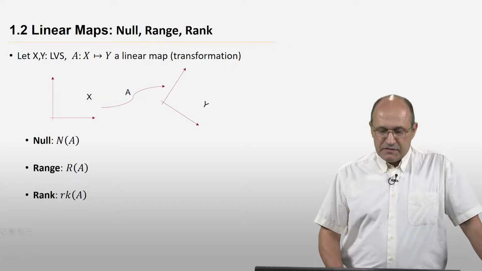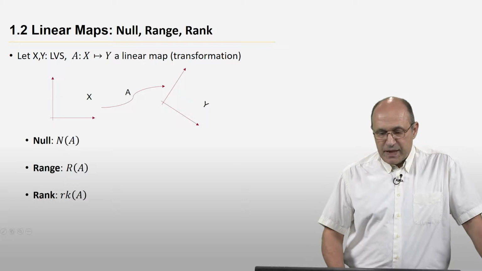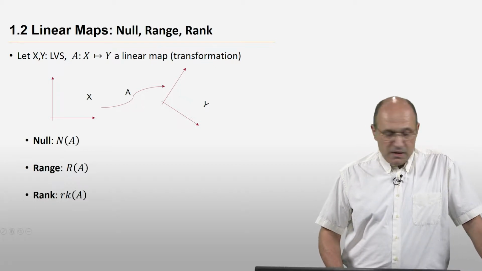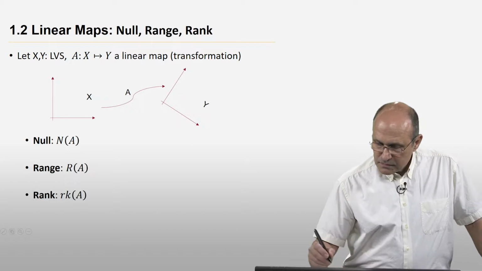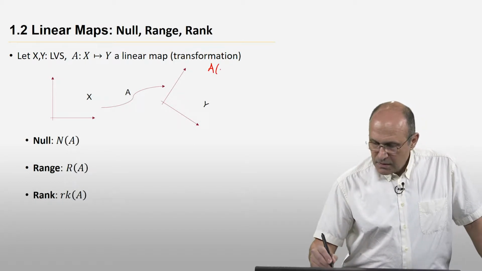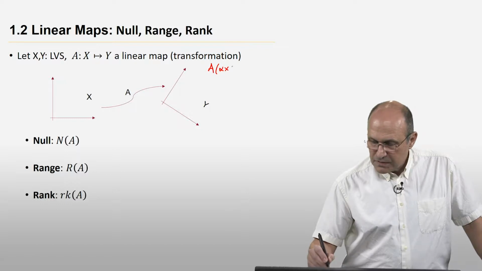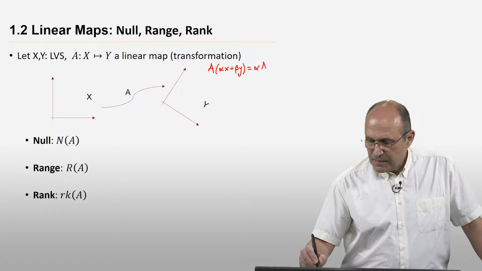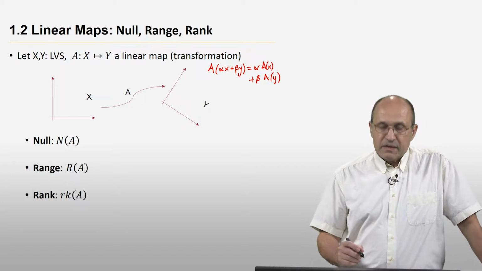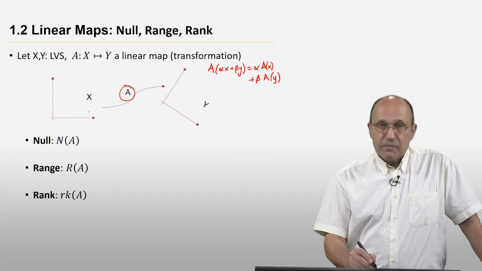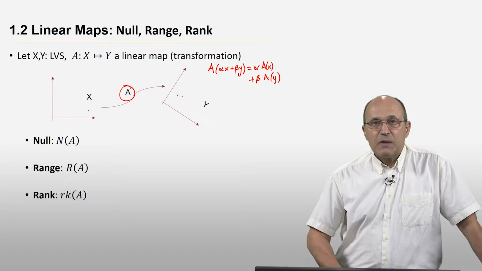Linear maps have a very standard definition. They are maps from a vector space to a vector space, which obey the superposition principle. So, the transformation of a linear combination of two elements in a vector space is the linear combination of the transformations. This is a very standard definition, and a pictorial representation of that is the linear map A, which takes elements from the vector space X and maps them to a vector space Y.